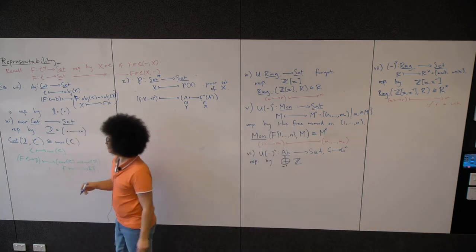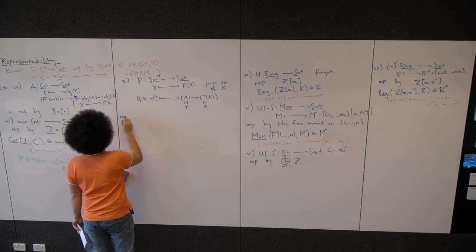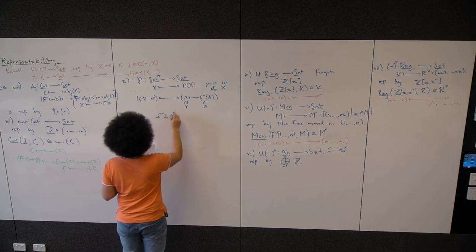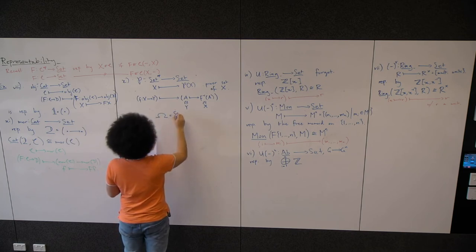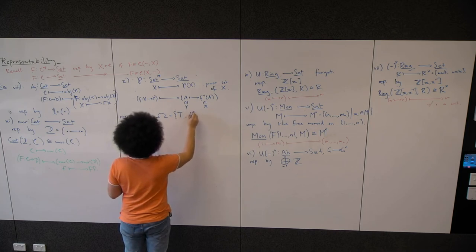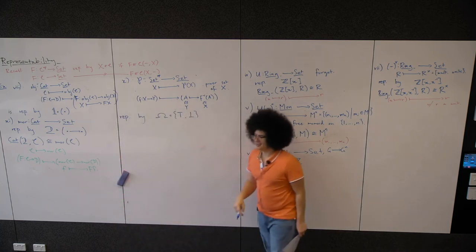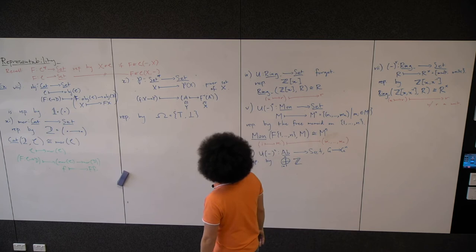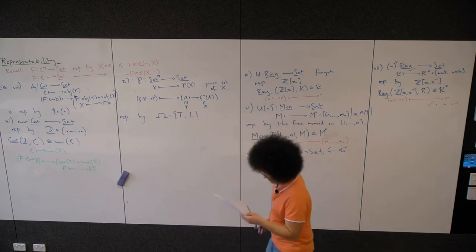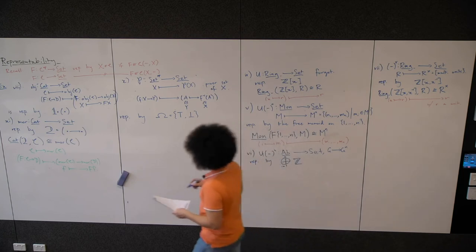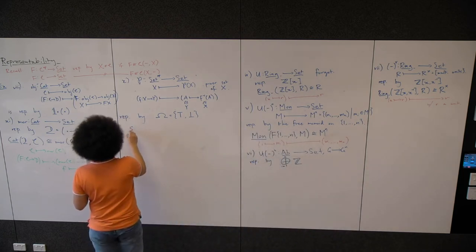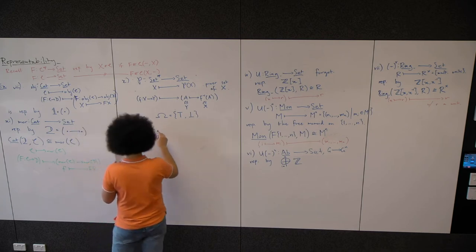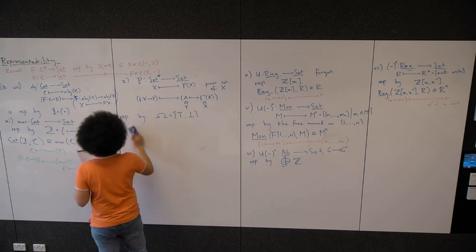This is represented by the set, which I will call Omega, and it's the set with these two elements in it, which we might call true and false. All right, so let's see. So we have set, so we want maps from a set X. Let's do the whole thing.